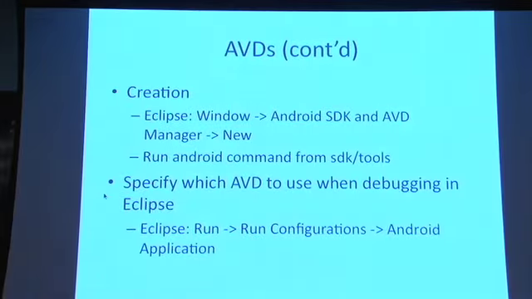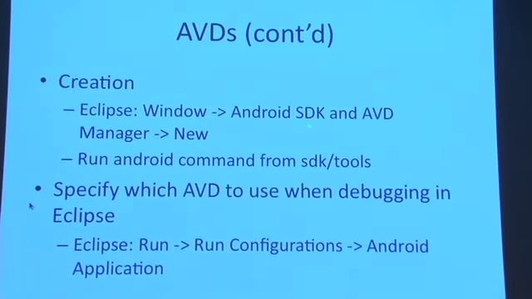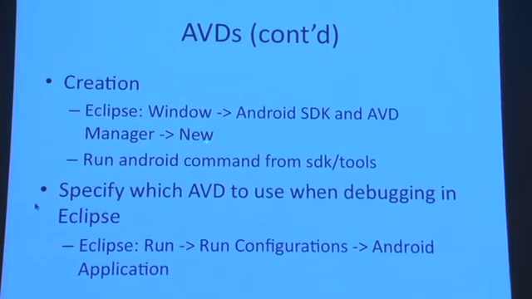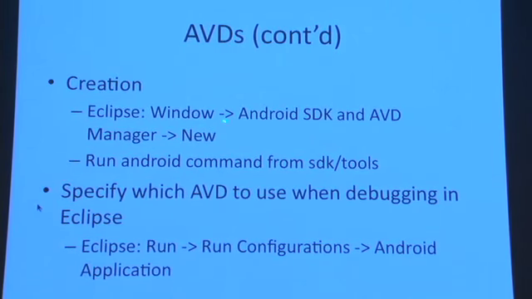The next thing we're going to do is how to create an AVD. So we go into Eclipse, Window, Android SDK, and AVD Manager, and go New. But now it's actually just the AVD Manager. We can also run the Android command from the SDK/tools folder where your Android SDK is located on your computer. And you can select which AVD to use when debugging in Eclipse.